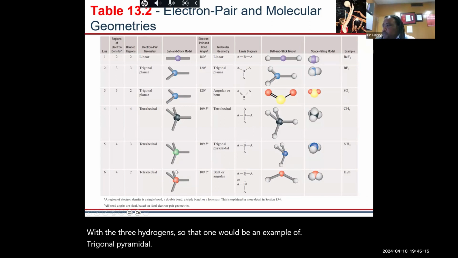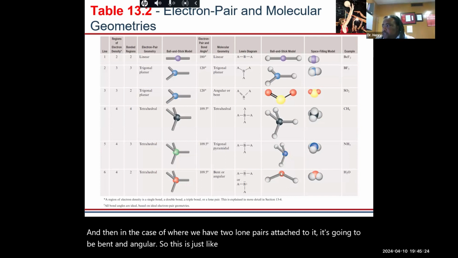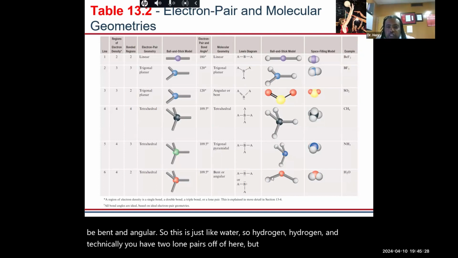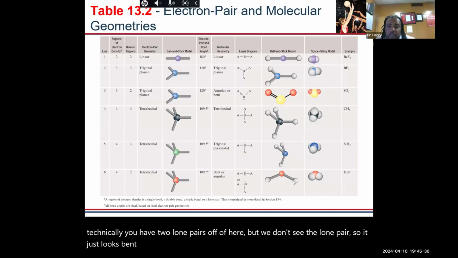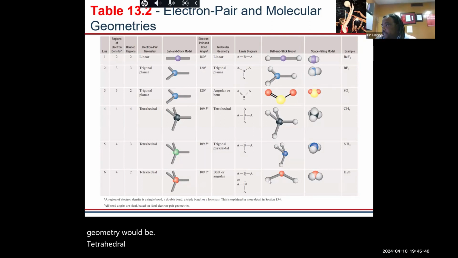And then in the case where we have two lone pairs attached, it's going to be bent and angular. So this is just like water. Hydrogen, hydrogen, and technically you have two lone pairs off of here. But we don't see the lone pairs, so it just looks bent to us. So if I ask you, in the case of water, its electron pair geometry would be tetrahedral, but its molecular geometry is going to be bent or angular.